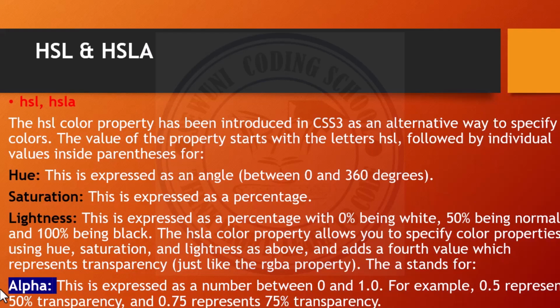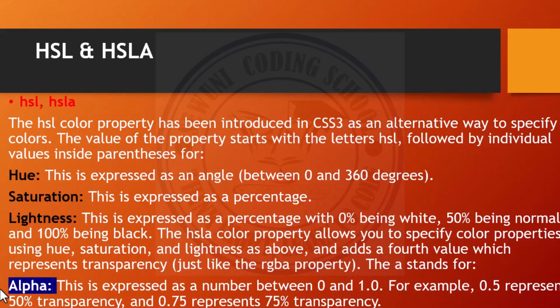Okay, so hue is what? Expressed as an angle between 0 and 360. You know, a circle has an angle of 360 degrees. Half of a circle, or a semicircle, has 180, just like a straight line has 180. Okay, a square has an inside angle, which is the right angle of 90.